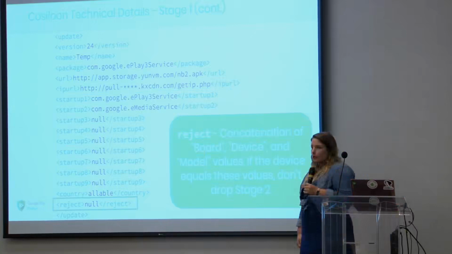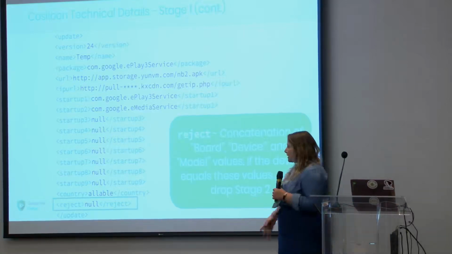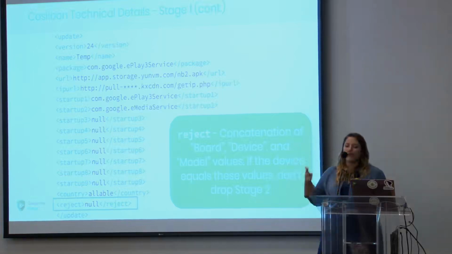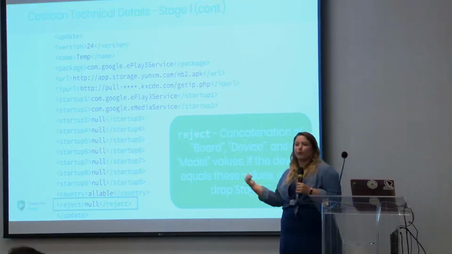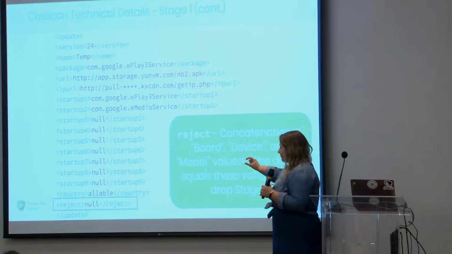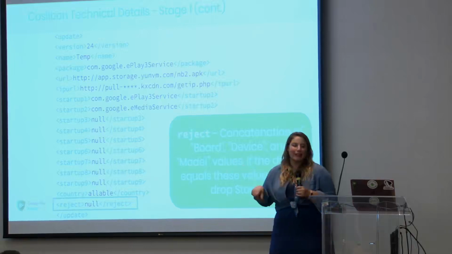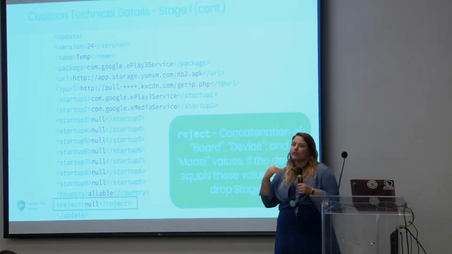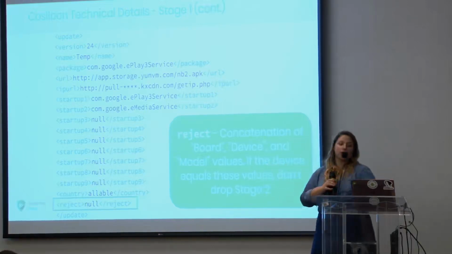Lastly, they do a couple of different types of whitelisting. So if they have the ability to send board, device, and model values back in this reject variable value, and if the phone's values match the ones of reject, they also will not run.